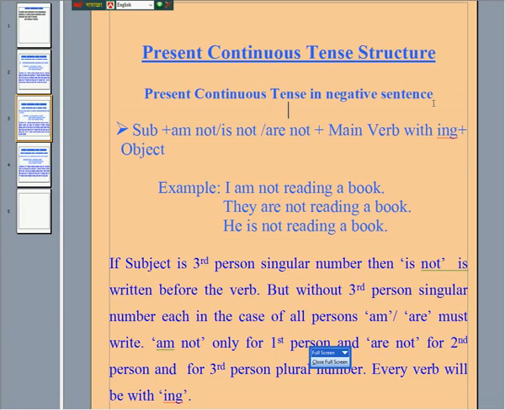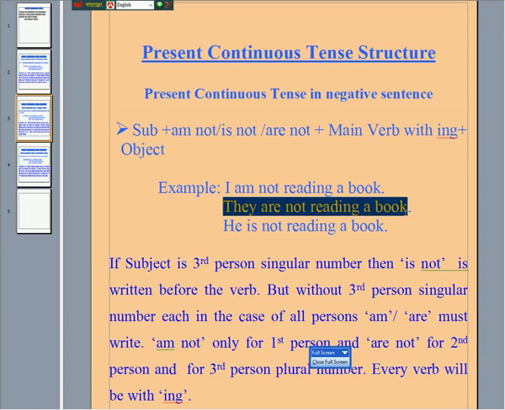Present continuous tense in negative sentence. Subject plus am not, is not, are not. Here am, is, are are auxiliary verbs, plus main verb with ing, plus object. Here examples: I am not reading a book. Here I is the subject, am not is the auxiliary verb, reading is the main verb with ing, and a book is the object.